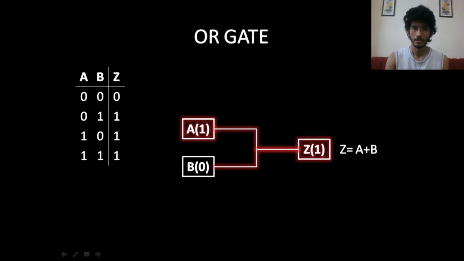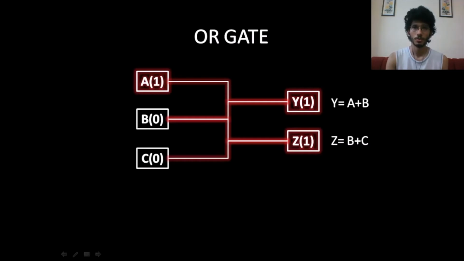However, there is a small catch, and that is, what if we were to calculate two different functions? Suppose I've got two outputs. One is Y, and that should be A plus B, or A or B, and the second is Z, and that should be B or C.